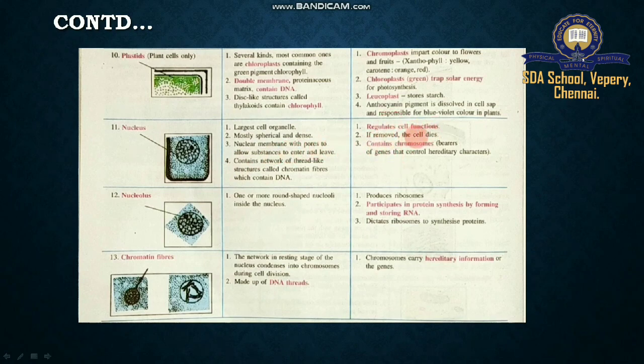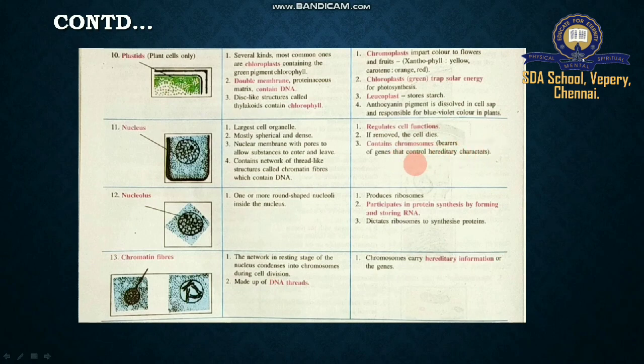If it is removed, the cell dies. It contains chromosomes, bearers of genes that control hereditary characters, because the chromosome consists of a nucleic acid. Whenever contracted, the shorter, thicker thread-like structure is called a chromosome. So this chromosome, the carrier of genes, is made up of DNA, and this DNA plays a very good role in hereditary characters.